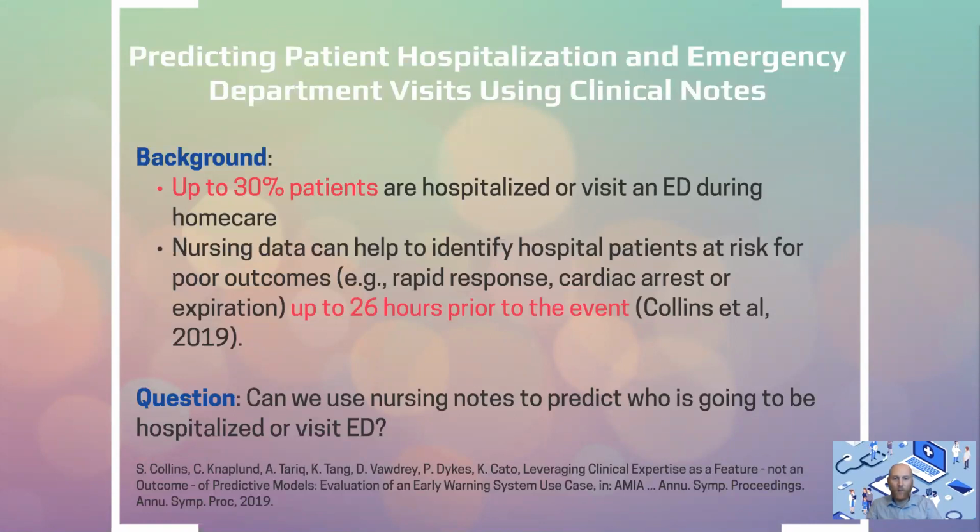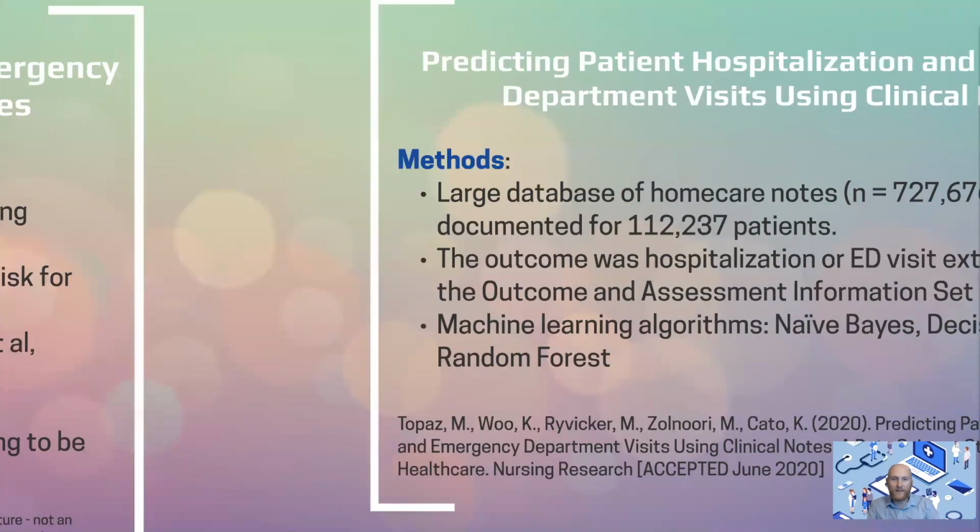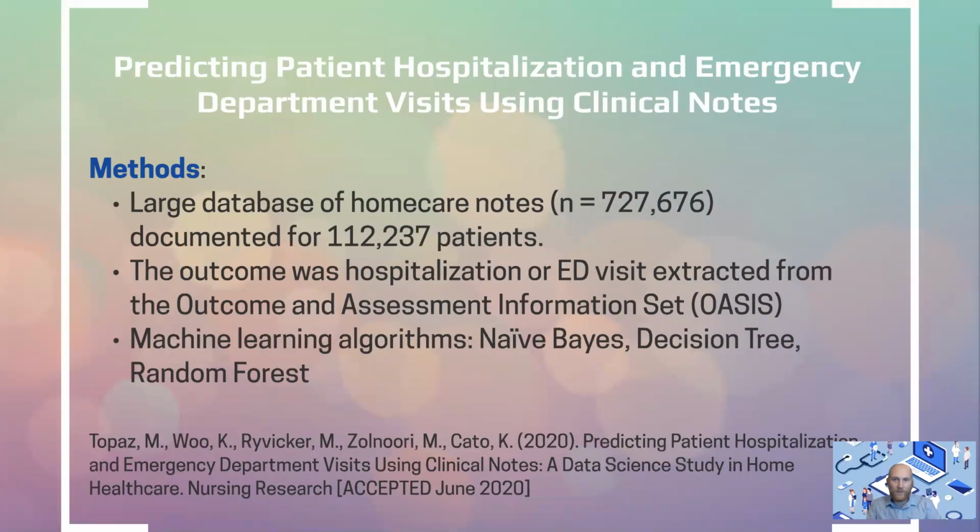The question in this study was, can we use nursing notes to predict who is going to be hospitalized or visit the ED in home care? Home care is a very different setting from the hospital, right? You can imagine that other data are available in home care, but that was the hypothesis for this study. In terms of the data, we had access to a large database with about 110,000 patients. Those patients had about 700,000 clinical notes written for them. We extracted hospitalization or emergency department visit information from structured data.